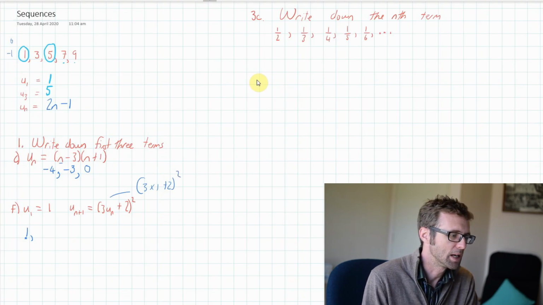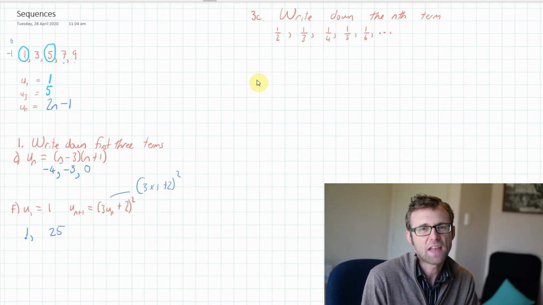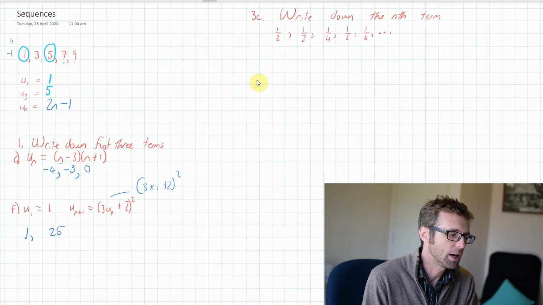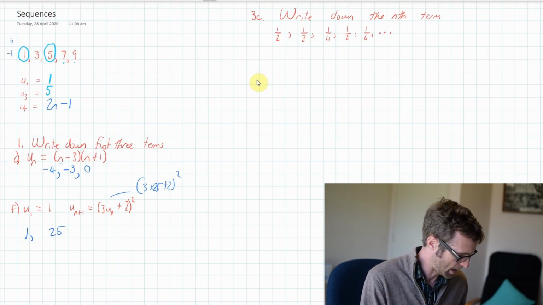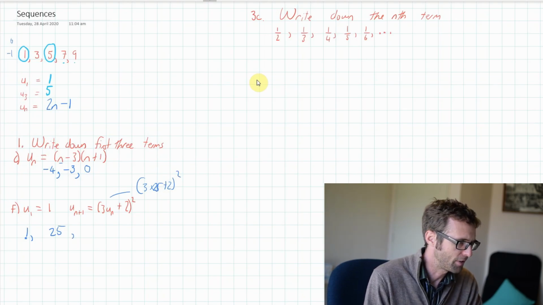So this is going to be 3 times 1 is 3, plus 2 is 5, and we're going to get 25 as our next term. Now to move from that term to the next term, we are going to chuck in a 25 for UN. So it's going to be 3 times 25, which is 75, plus 2 is 77, and we're going to square that, which is 5,929.